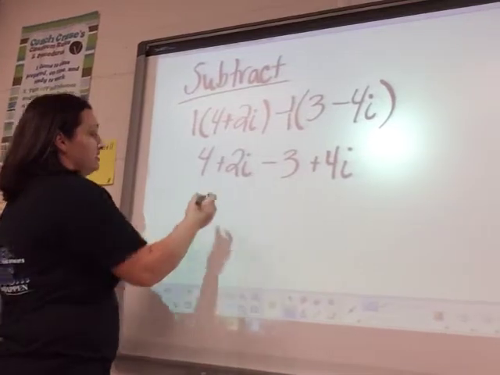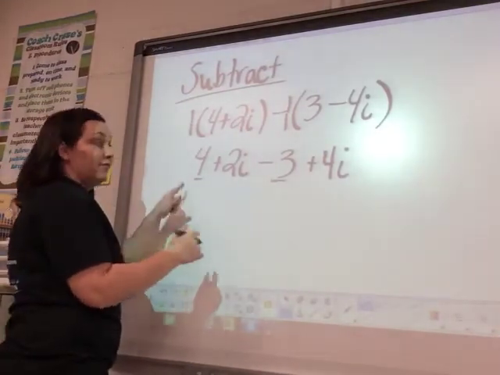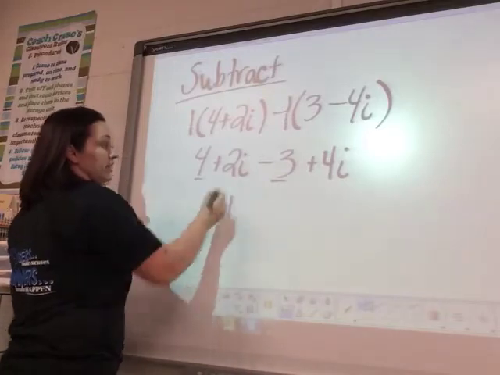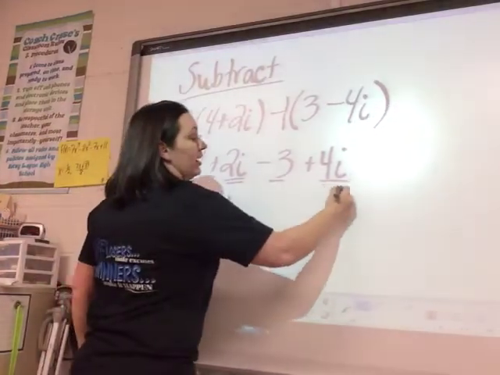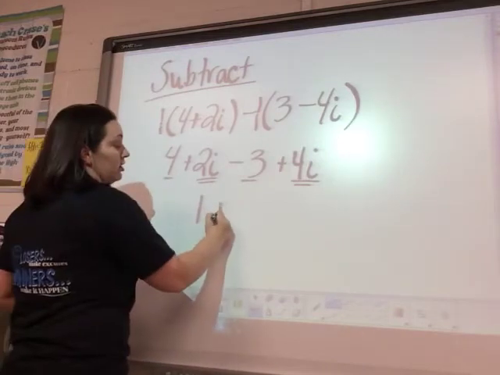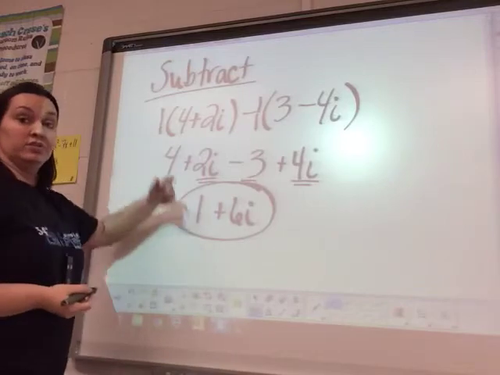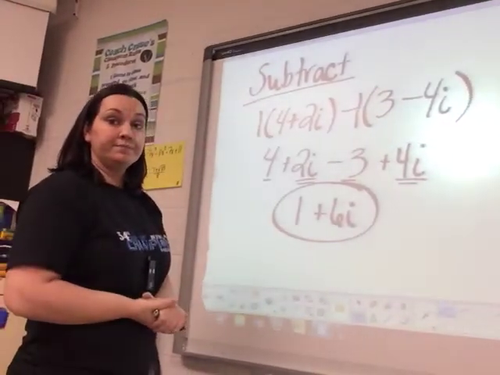Now you still combine like terms. 4 and negative 3 are real. You can combine them. 4 minus 3 is a 1. 2i and 4i are imaginary. You can combine those. 2i plus 4i makes a positive 6i. That's your complex answer to a complex problem.